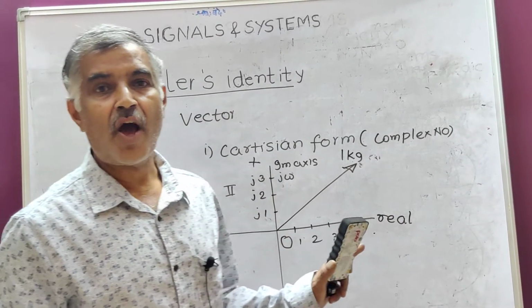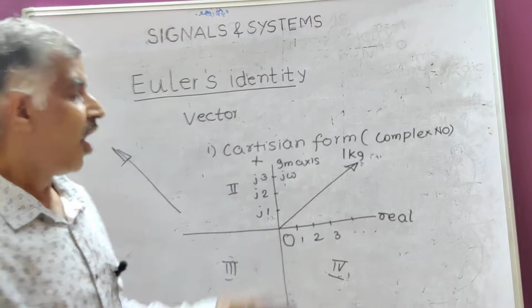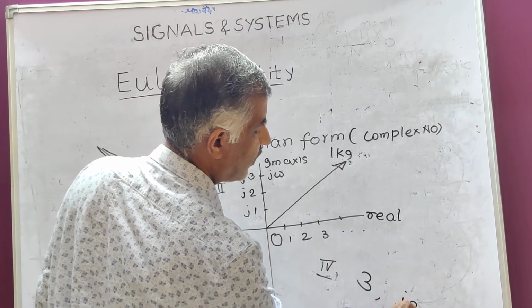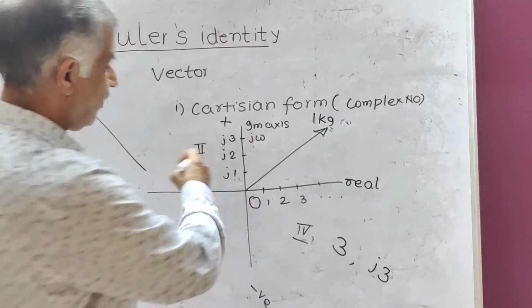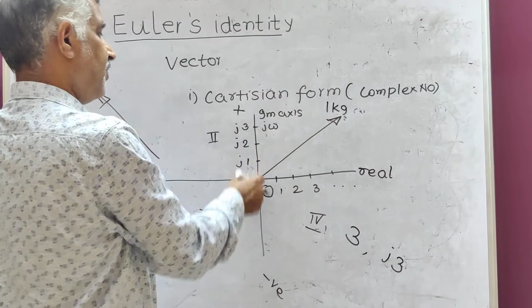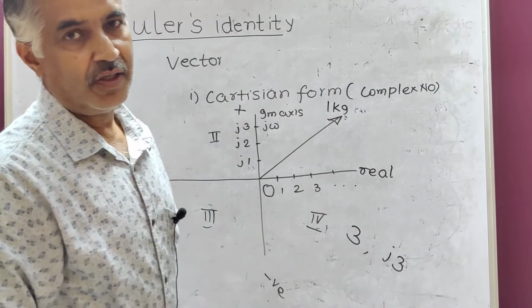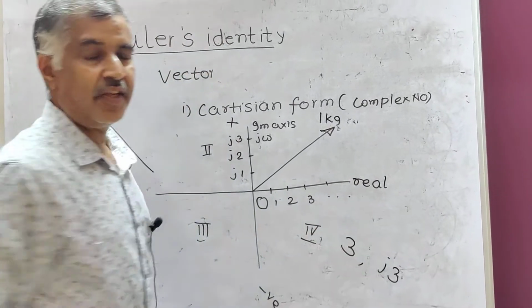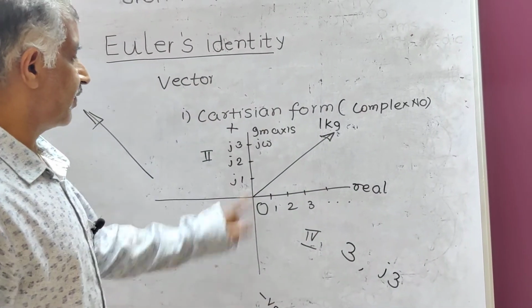j is called an operator. What is the difference between 3 and j3? 3 means on the real axis. j3 means it is on the vertical, 3 units on the imaginary axis. That's all. That is why we attach a j operator to these numbers.